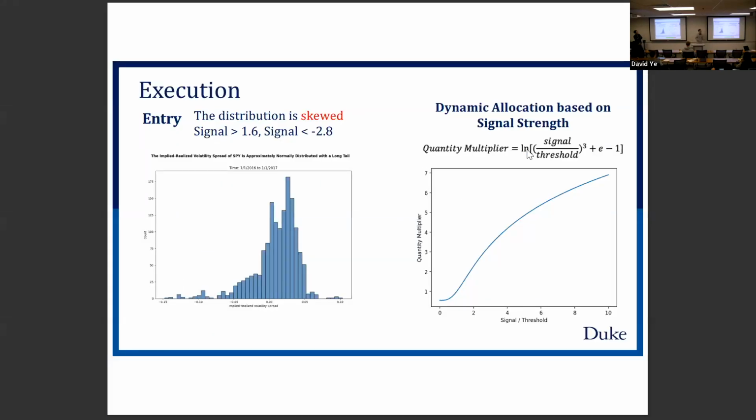To make our strategy profitable, we also have several models. First, our entry condition is that our signal is above or below a certain threshold. The 2 numbers are different because our distribution is skewed. It's not symmetric. And also, we have our dynamic allocation function. That is, we want to buy more if the signal is strong and buy less if the signal is weak. And we also use log to prevent it from exploding to infinity.